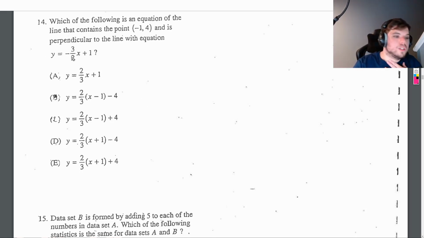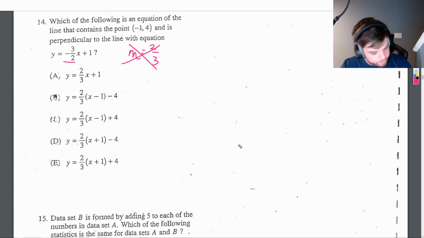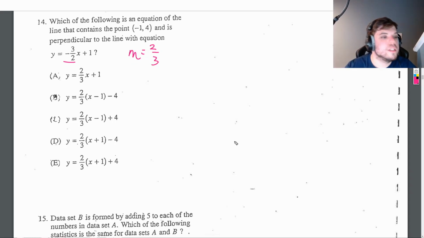So perpendicular to this equation means that the slope has to be the opposite reciprocal of the slope that you see, which means that the slope m has to be 2/3 in our answer. Now, fortunately, you don't even have to know that, because all of the answer choices have 2/3 as their slope. So now, which of these contain the point -1, 4?